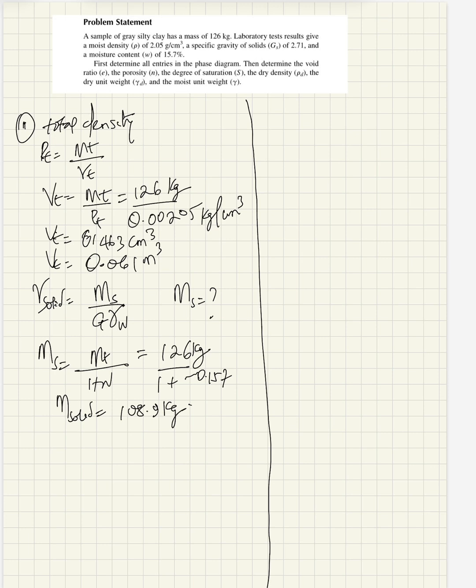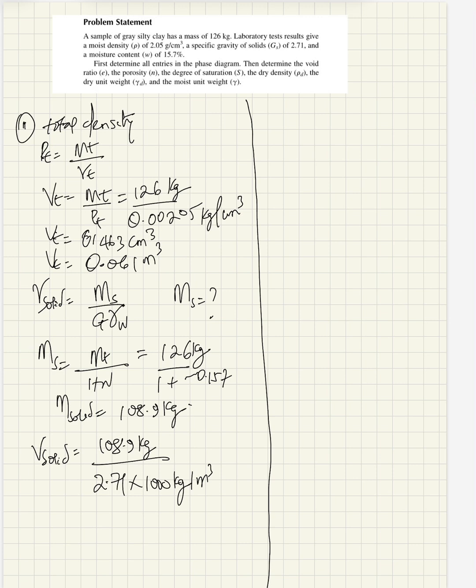So we know the mass of solid now. We can now proceed to find the volume of solid, which equals 108.9 kilogram over, we know our specific gravity G, which has been given in the question, 2.71 times unit weight of water. The unit weight of water is 1000 kilogram per meter cube. We have to be very careful with the units because the unit weight of water varies depending on the units. If it is pounds per feet cube, it's going to be 62.4 pounds per feet cube.